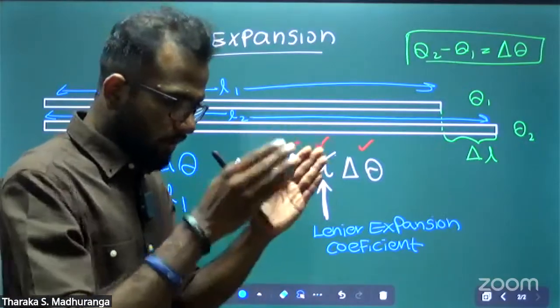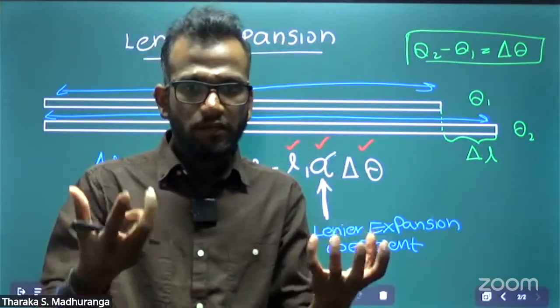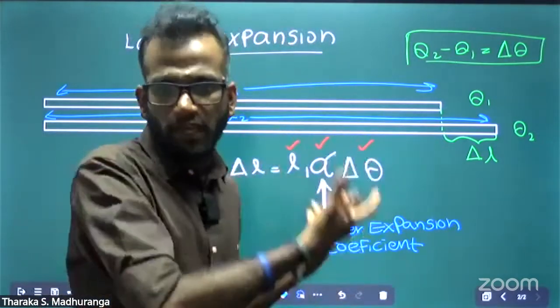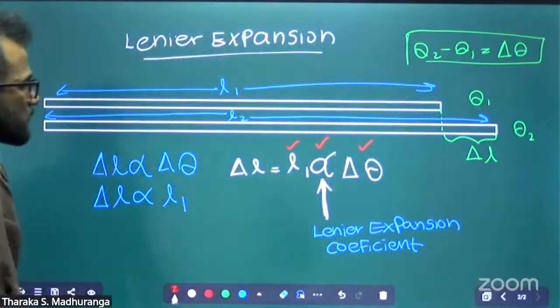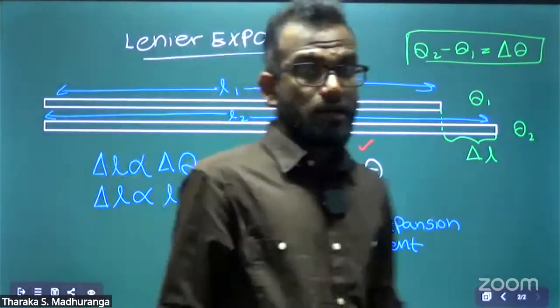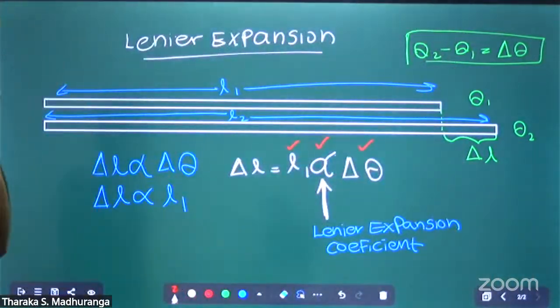For example, if you have different aluminium cubes of different shapes, the alpha value is the same because the matter type is the same. Okay, that we can discuss in the calculations. Okay, that's the summary.